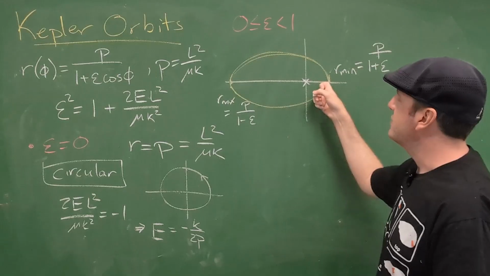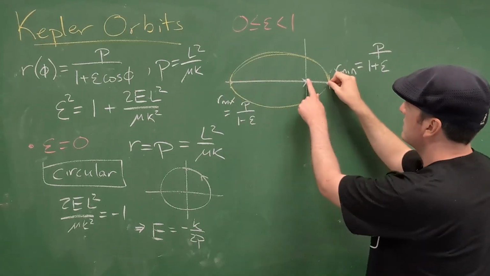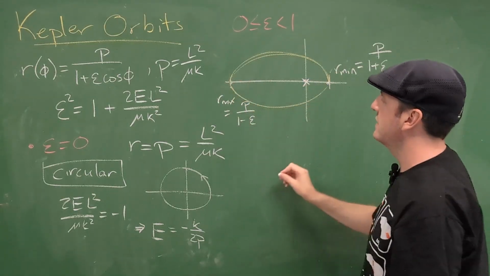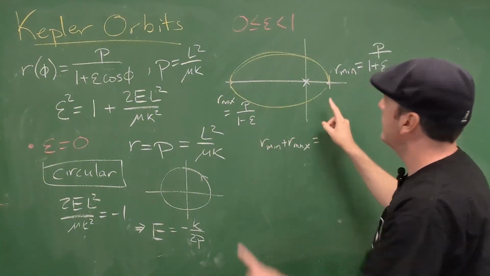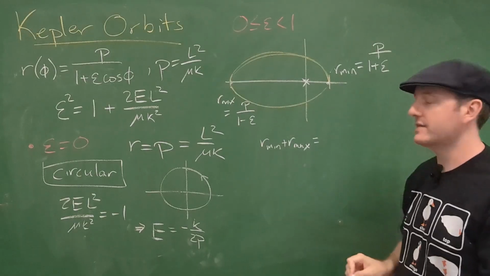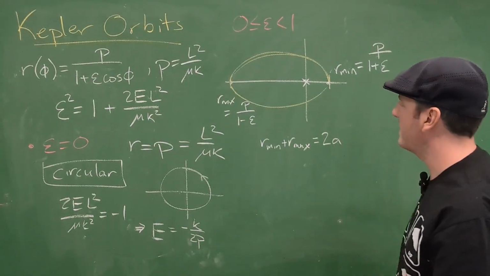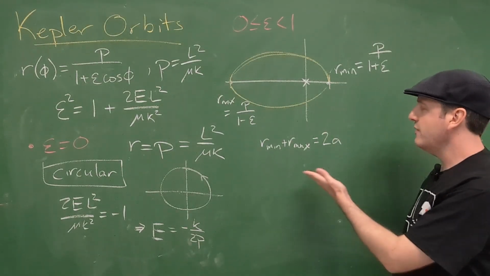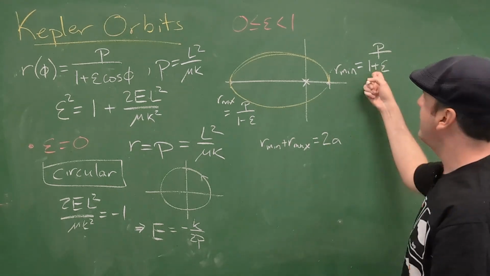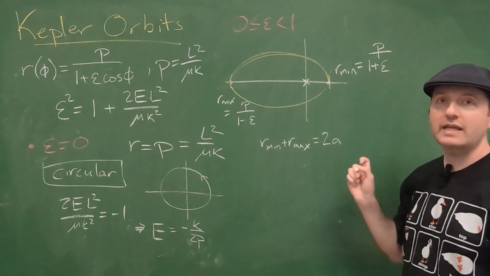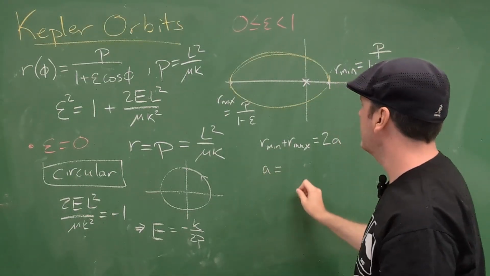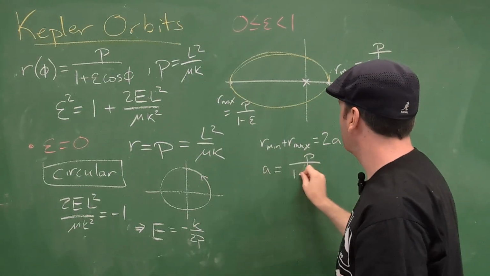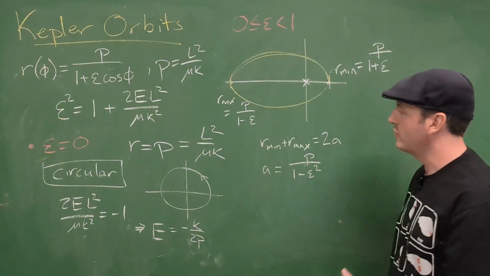Notice that the sum of these two, because this distance is r min and this distance is r max, if I add them together, I should get the entire major axis of the ellipse, which we call twice the semi-major axis. So A would be half of this sum. If I do plug those two values in, find a common denominator, we do actually end up with A equaling p over 1 minus epsilon squared, a result we've seen before.